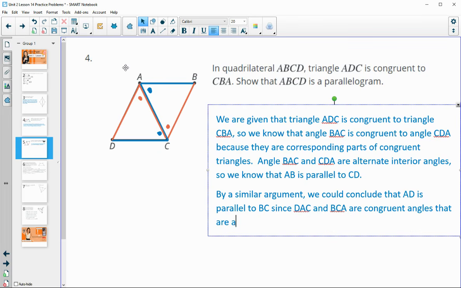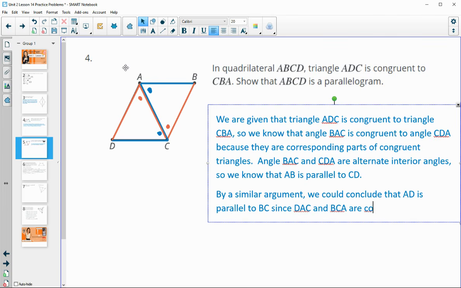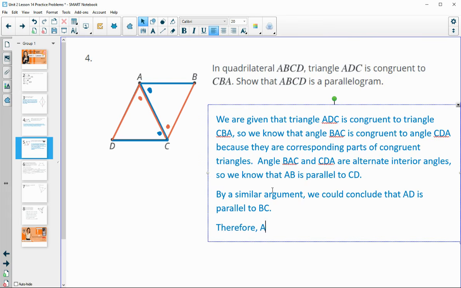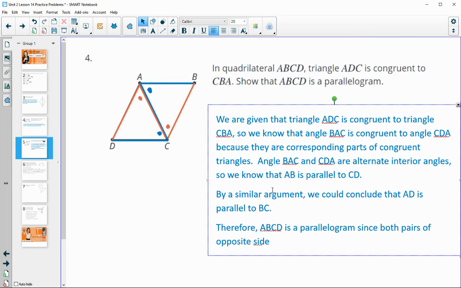And I don't think you need to write all that. You can just say by a similar argument, we could prove that those two are parallel, or you could write it all out like we did here. But by a similar argument, we can get these orange ones are congruent, proving that AD is parallel to BC. Therefore, ABCD is a parallelogram since both pairs of opposite sides are parallel.